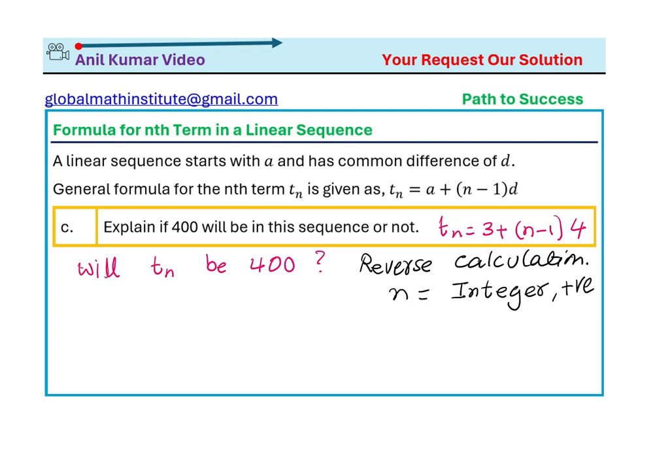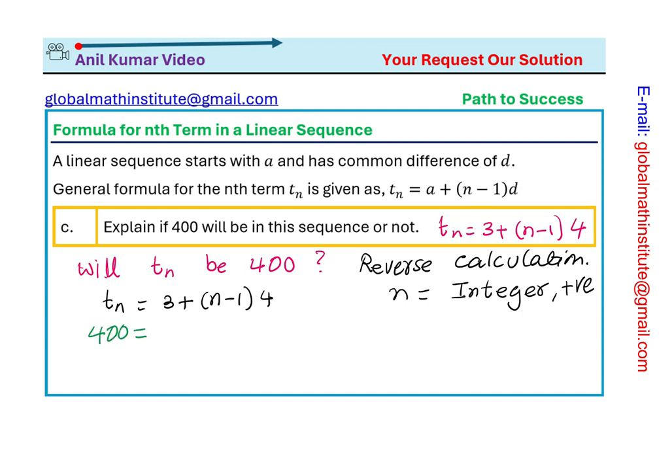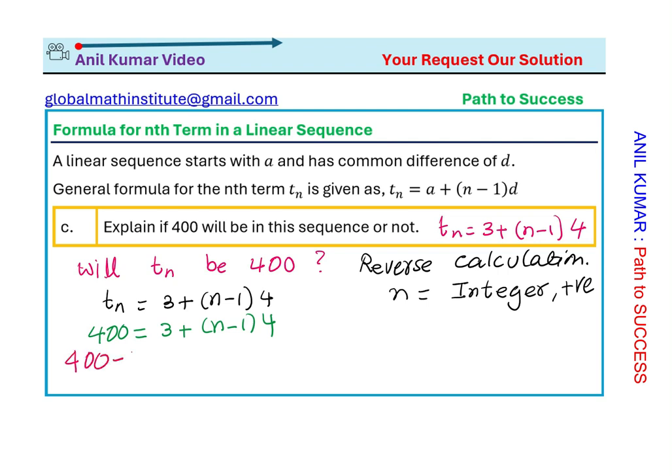If you want 400 to be in this sequence, since our formula is Tn equals 3 plus n minus 1 into 4, what are we going to do? Reverse calculation means we know this is 400. We want this to be 400, and we want to find the value of n. So we'll do 400 minus 3 divided by 4. That should be n minus 1. Now, is this an integer? This is what we need to figure out.